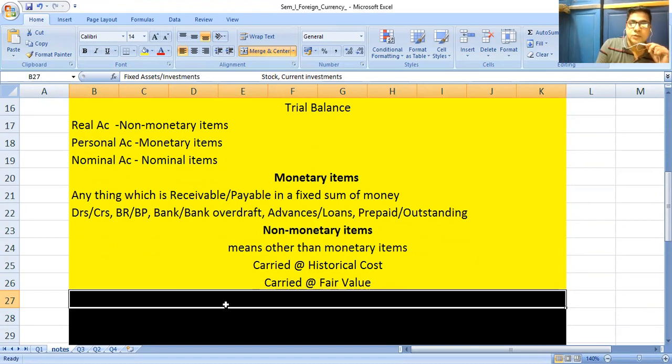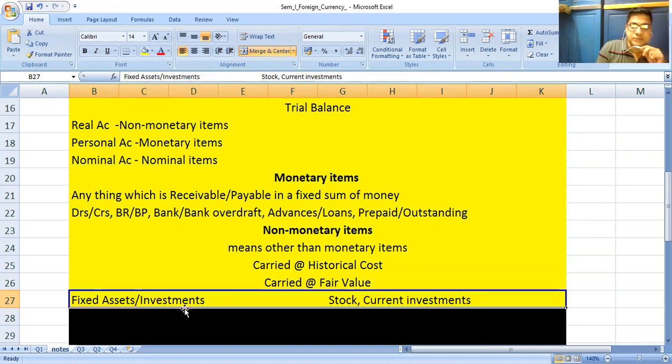See friends, non-monetary items we have to classify into historical cost and fair value. Fair value means the market value. Sometimes fixed assets and investments we record at historical cost or fair value. Non-monetary items include, for example, fixed assets, investments, stock, current investments. These are examples of non-monetary items.